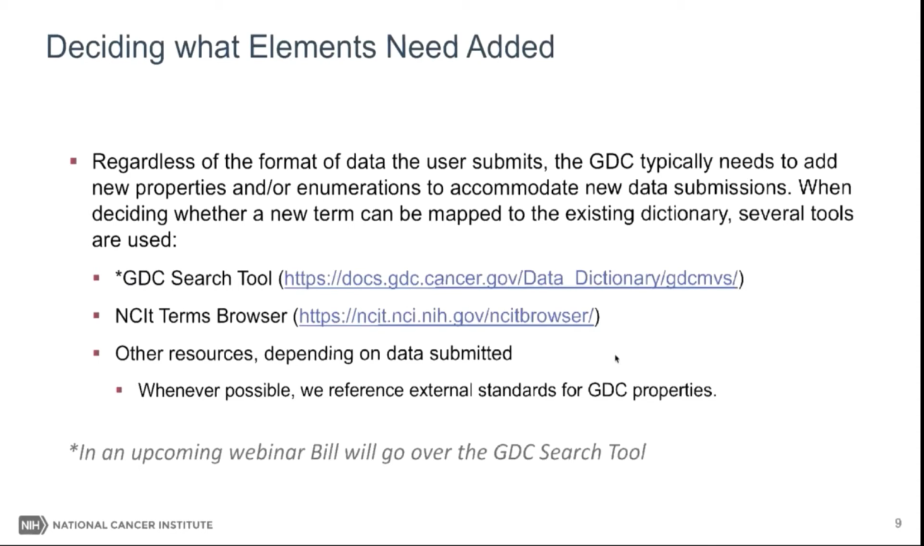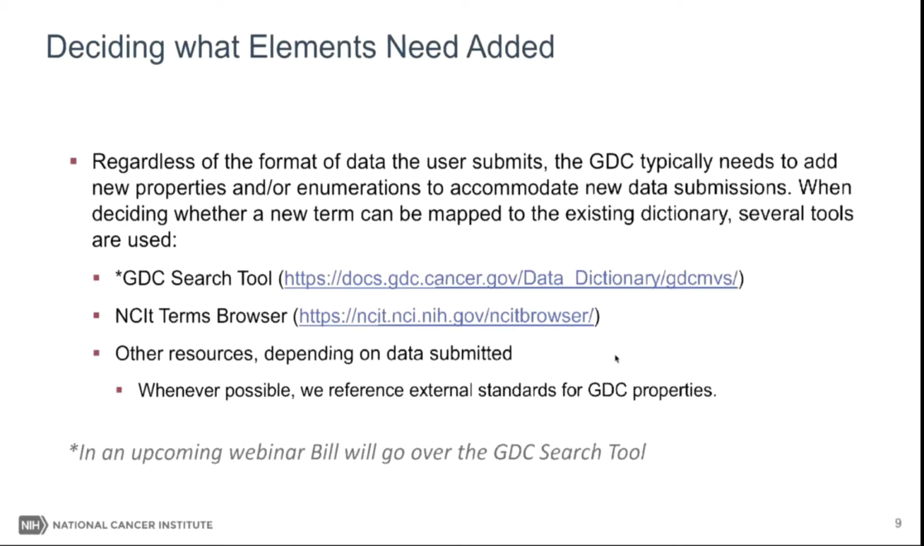And so the first step is to make sure to search our dictionary and make sure that there isn't anything that already exists. I advise folks who are interested in GDC data to use this search tool. It's really great. Bill will give a quick overview of the tool, but in a future webinar, he may go into more detail about this, so keep that in mind.